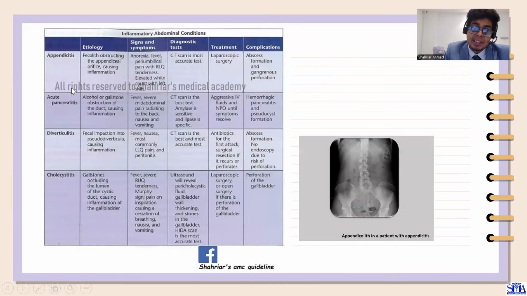Many other things come in chest pain. But in the surgical acute appendicitis, acute pancreatitis, diverticulitis, cholecystitis.